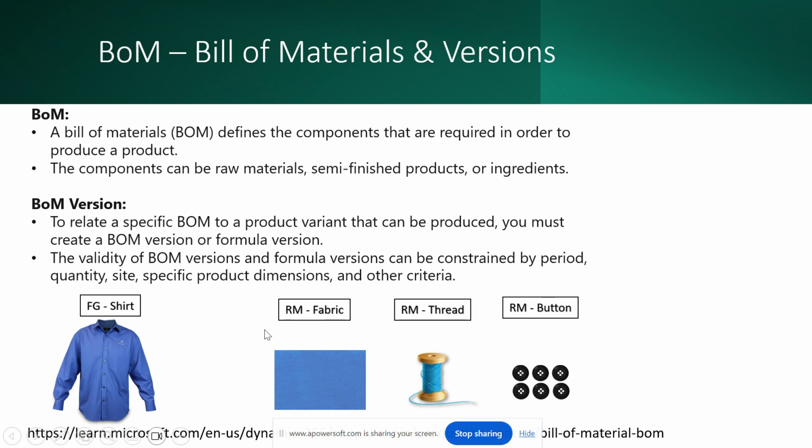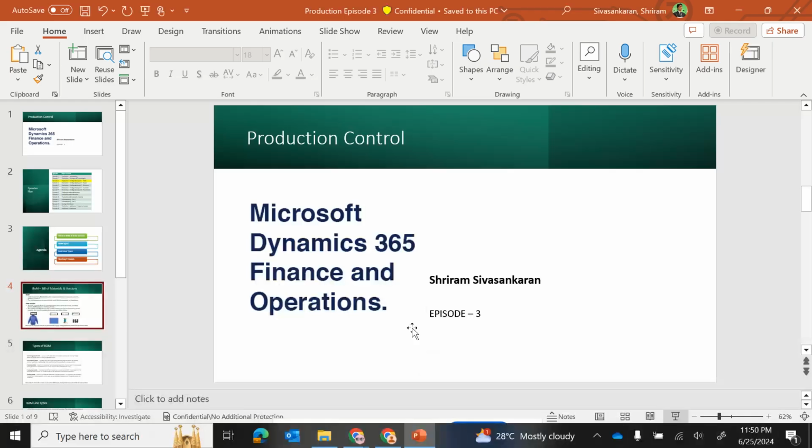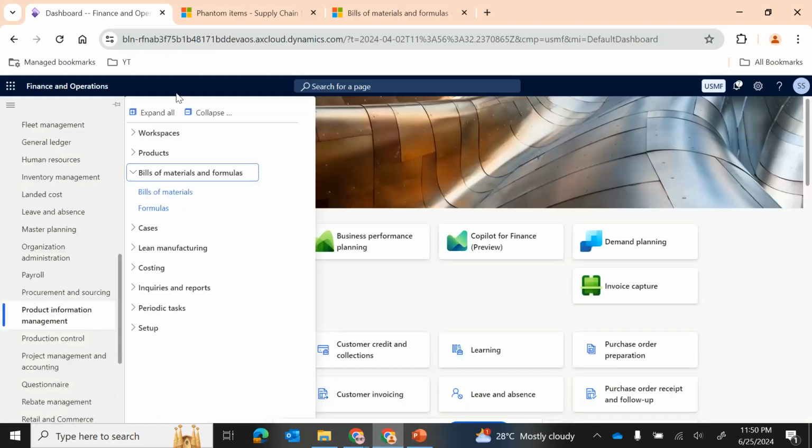So first of all, like I said in the previous video, I expect you to create some of the raw material items. In this case, I have created the raw materials for fabric, thread, and button. But we will quickly create the FG item, right? So let us quickly get into D365.